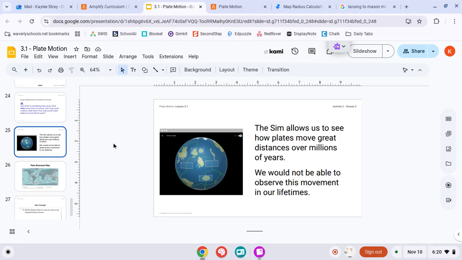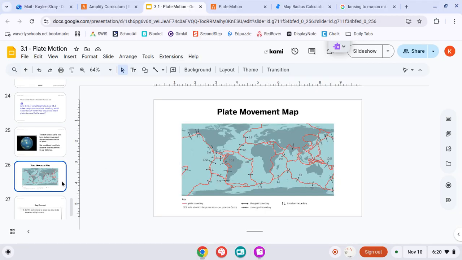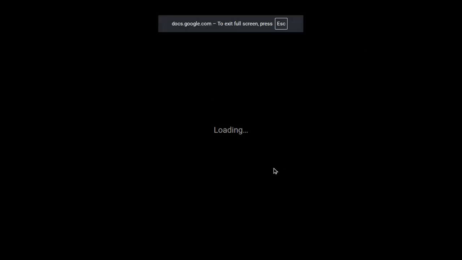So the simulation allows us to see how plates move great distances over millions of years. We would not be able to observe this movement in our lifetimes. These are things that happen within millions of years, and we can see how long it takes just in these last 50 years. But once we're able to collect that data over a long period of time, then we're really able to get a sense of how hard it is for these plates to move, or how long it takes these plates to move.